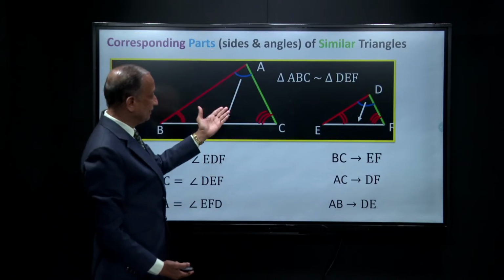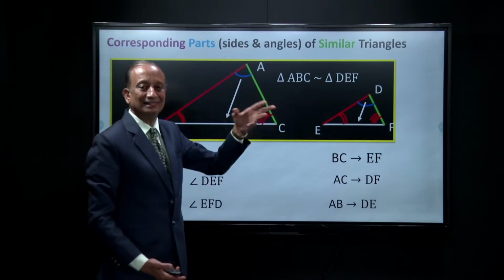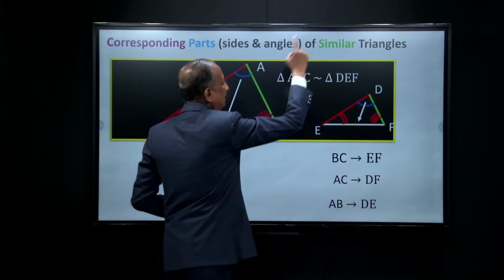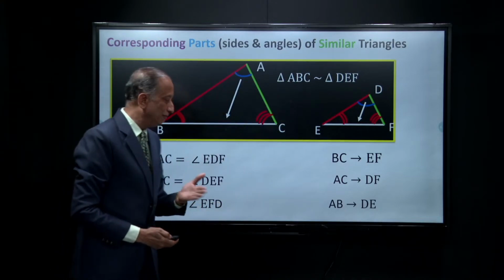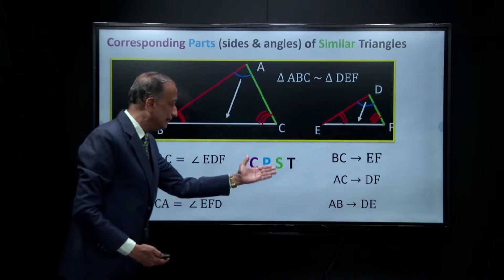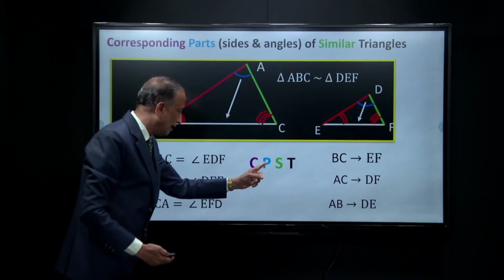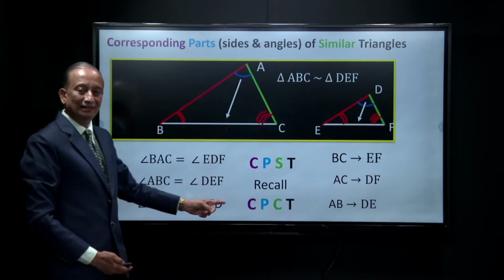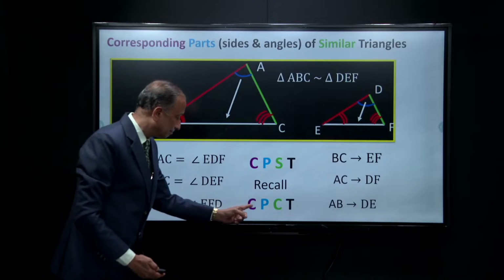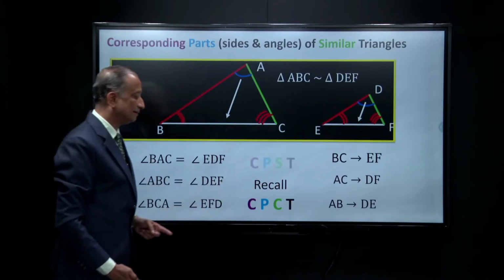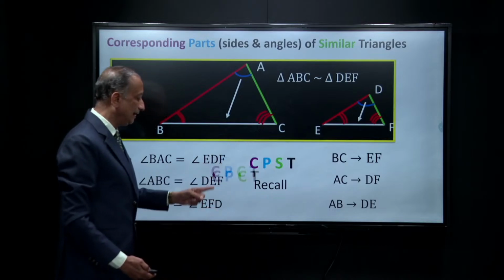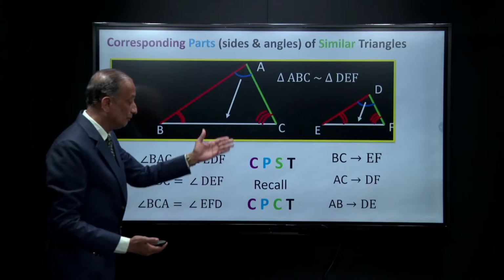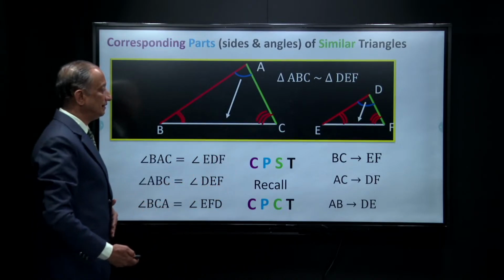Parts means here a triangle will have sides and angles. That is called parts. So corresponding parts of similar triangles, this we briefly call CPST, corresponding parts of similar triangles. Can you recall CPCT, children, which you have understood in 9th standard? Corresponding parts of congruent triangles. So CPST and CPCT you must remember, so that while writing the proof we are going to use these terminologies.